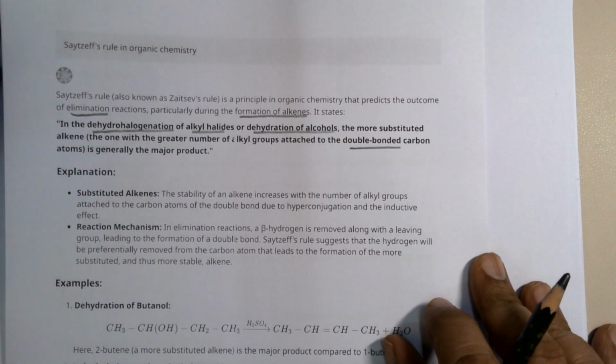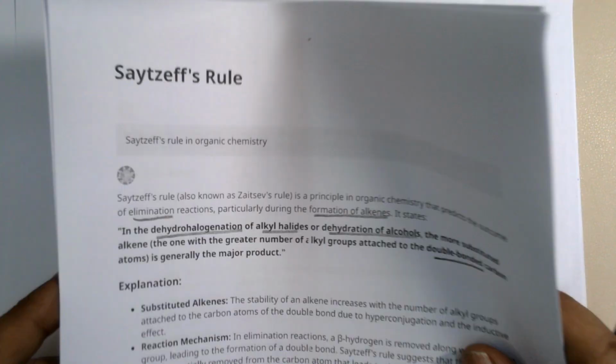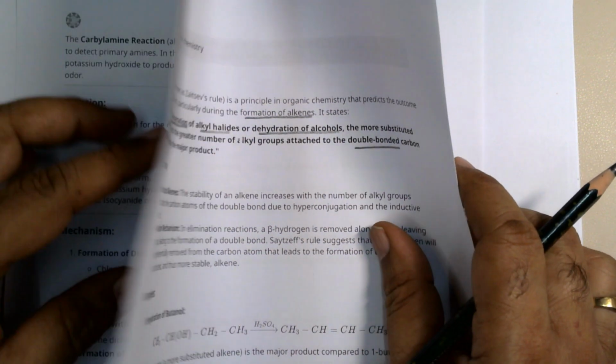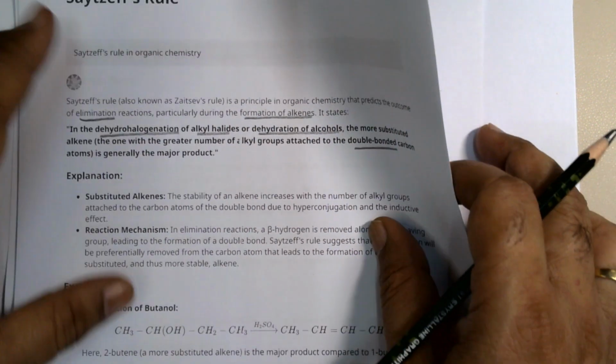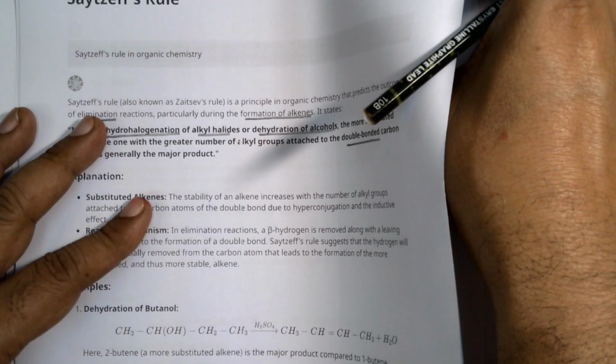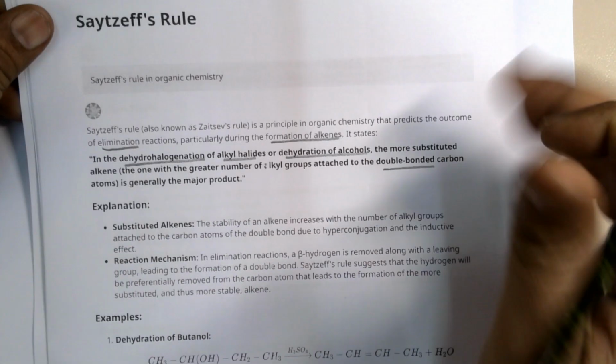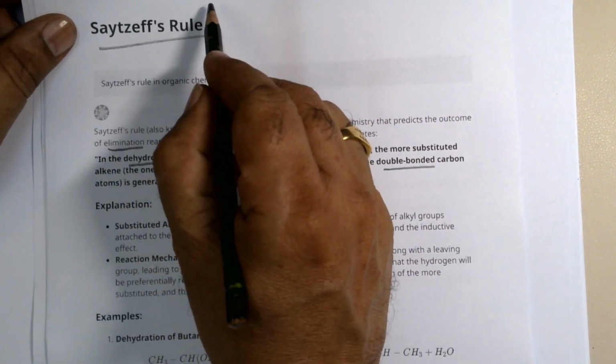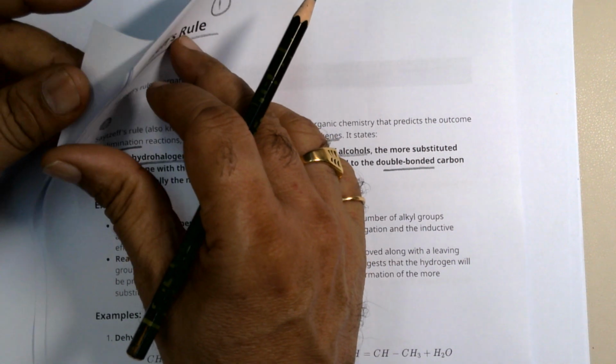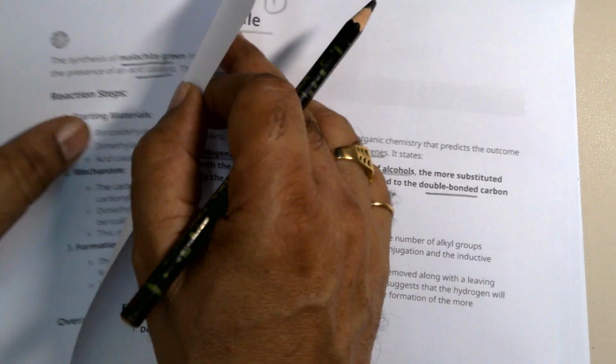We are going to discuss some important questions which are very frequently asked in board examination for plus 2 candidates in chemistry. See this Saytzeff's rule. This is one of the important concepts frequently asked.